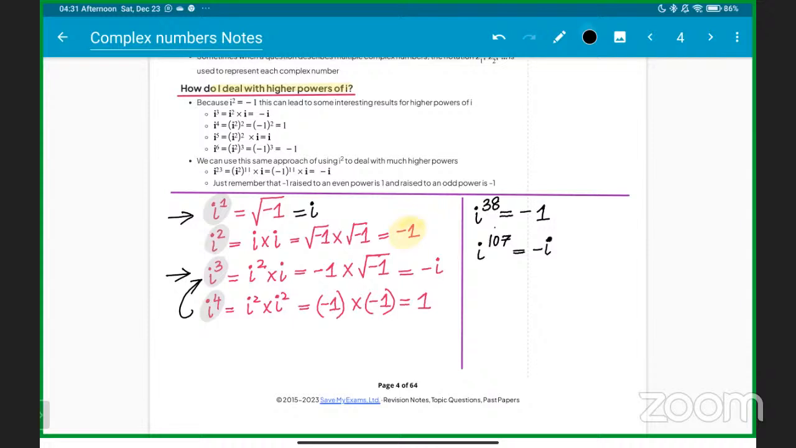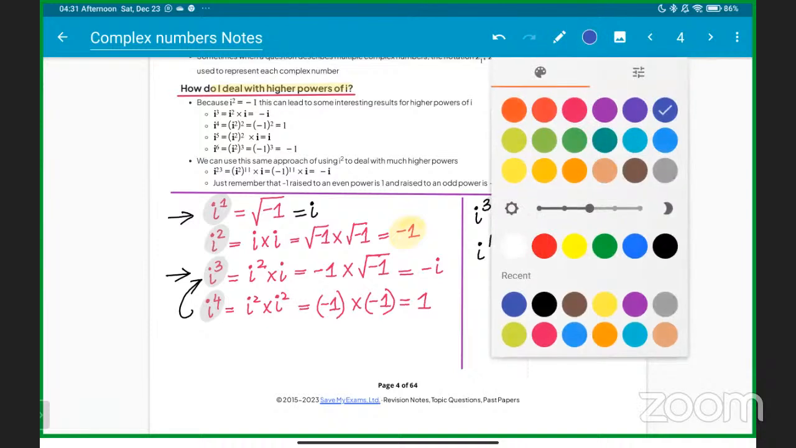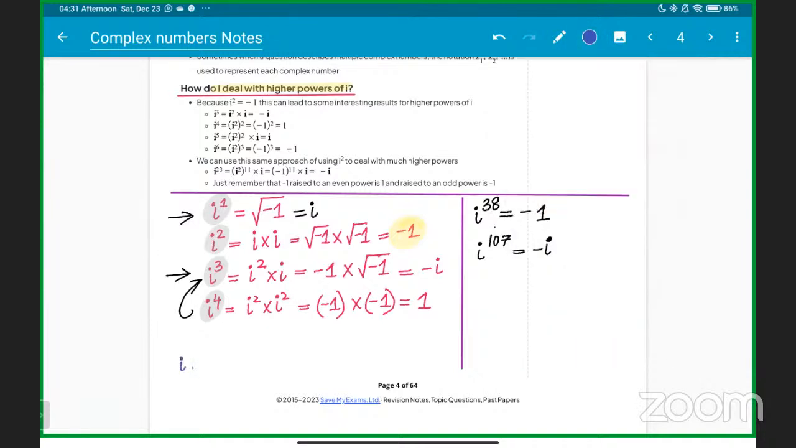What I'm trying to tell you, students, is basically the pattern follows, okay? So i to the power 106 is going to be -1. This pattern will follow 1, 2, 3, 4. Getting it? 1, 2, 3, 4 again.